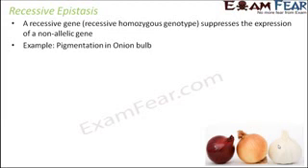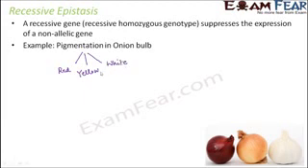Okay, so let us discuss it in more detail. When we talk about the pigmentation in onion bulb, there are three types of pigmentation which are possible. So what are the three types? The three possible colors of pigmentation are red, yellow and white. Out of this, white color appears due to the presence of a pigment inhibitor gene which is epistatic only in the recessive state.